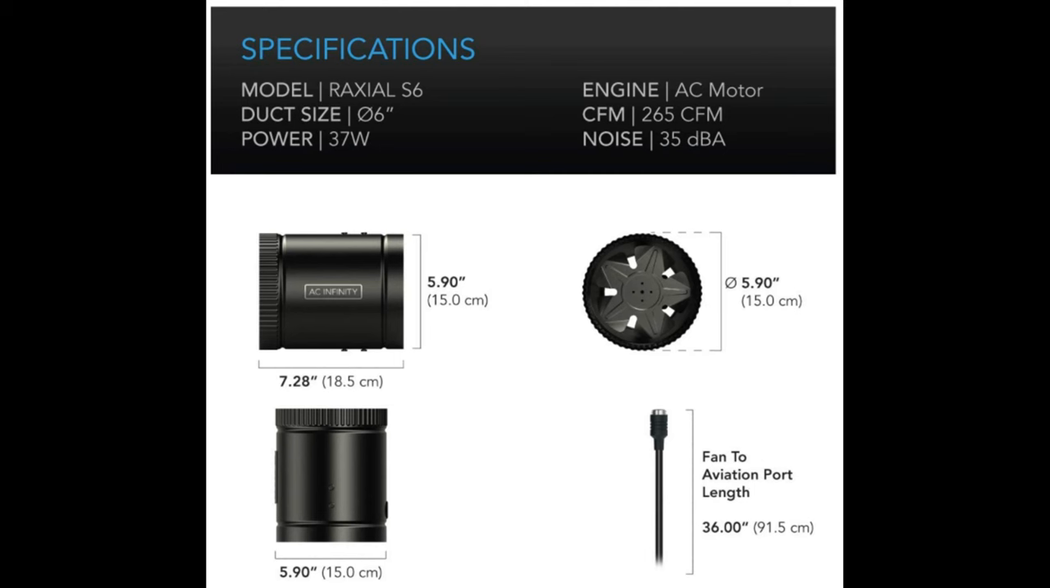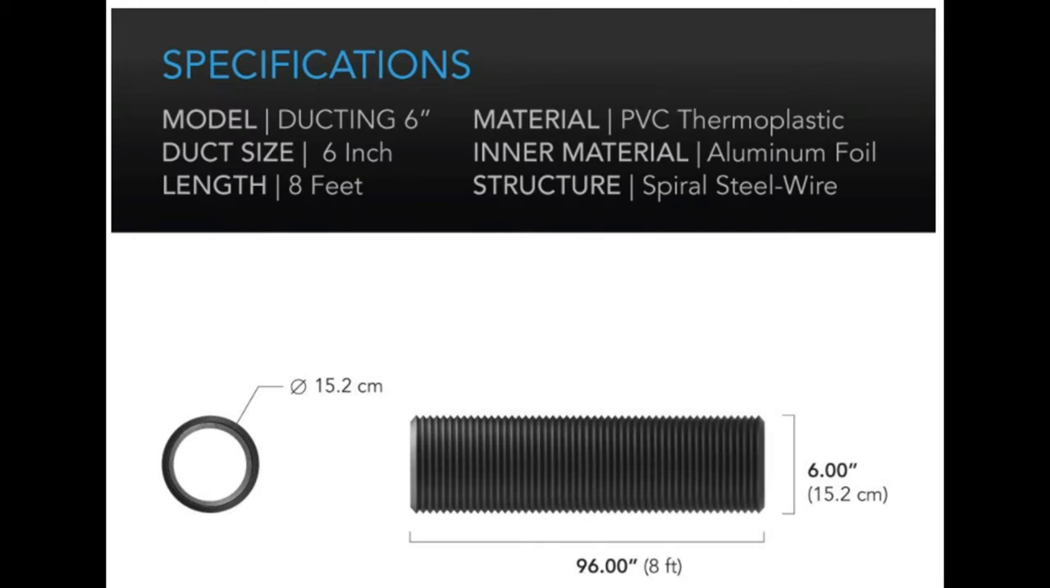The duct booster seems to be designed for the European market, and it's 15 centimeters in diameter. 15 centimeters is 5.9 inches, so it's smaller than the expected 6-inch diameter. That explains why it doesn't fit the 6-inch duct the way I was assuming it would. And it appears AC Infinity actually matched it to their 6-inch flexible ducting.